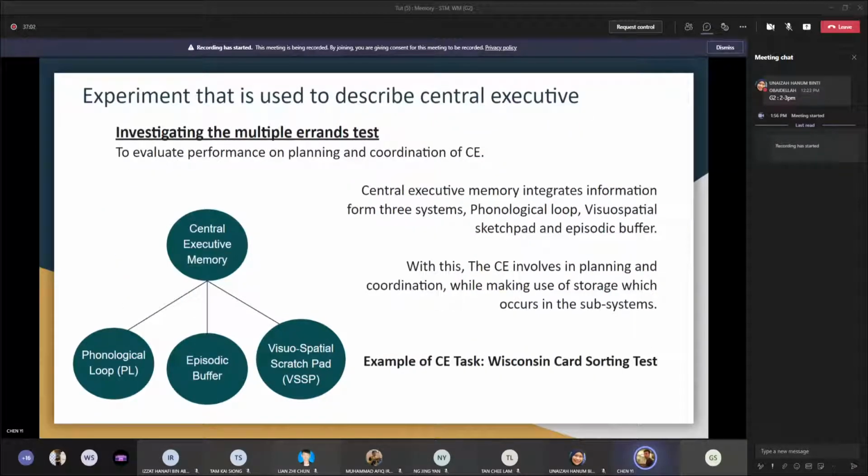So next, the next experiment is the multiple errand test. As we know, the central executive is actually involved in planning and coordination by making use of the information stored in the three subsystems: the phonological loop, the episodic buffer, and the VSSP. So here is the test called the Wisconsin card sorting test, which is to evaluate the performance on planning and coordination of the central executive.